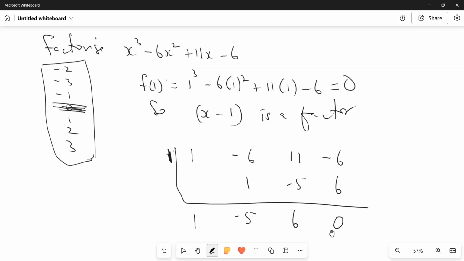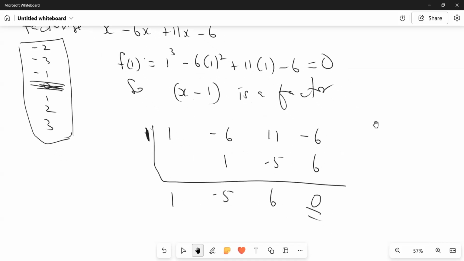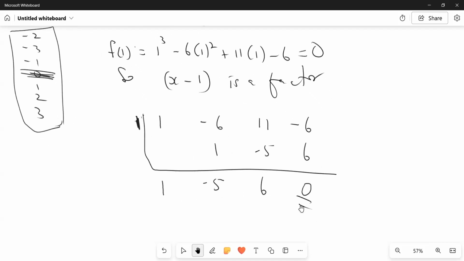Again, this is the remainder at the end here. It tells you indeed that x minus 1 is a factor, right? Good. Now that you found x minus 1 is indeed a factor, this is what is remaining. When you divide x cubed blah blah blah by x minus 1, you're getting x squared minus 5x plus 6 as the, what do you call it? The dividend, right?